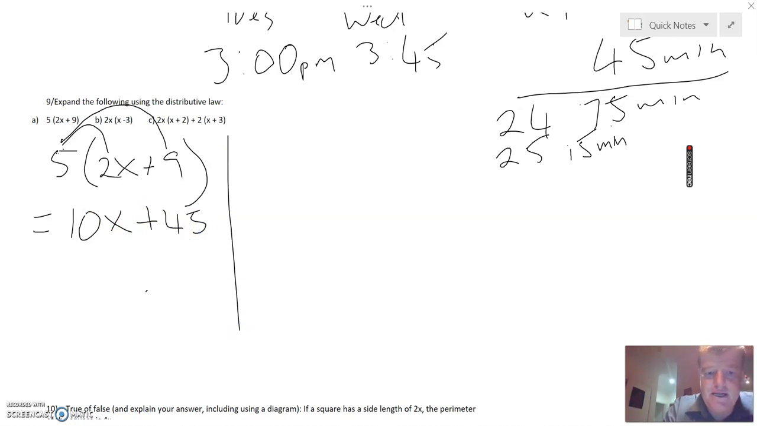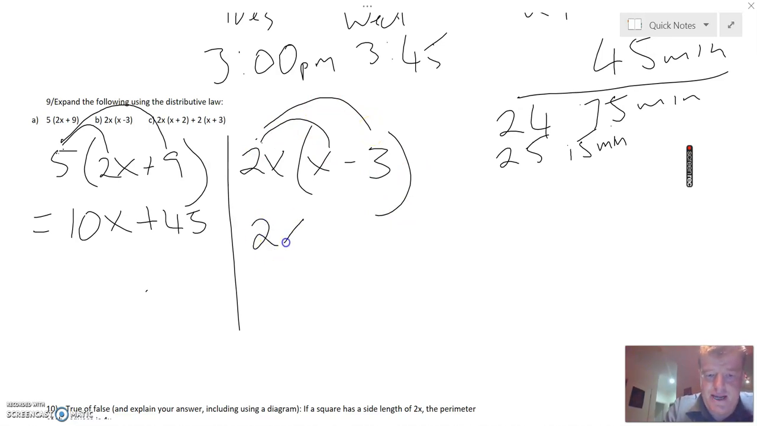That's the first one. Next one's much the same. We've got 2x outside of the brackets, (x minus 3). So we're going to multiply 2x by x and 2x by minus 3. 2x by x is going to be 2x squared. We've got to be careful, we're multiplying by minus 3, so it's going to change it to a negative sign: minus 6x.